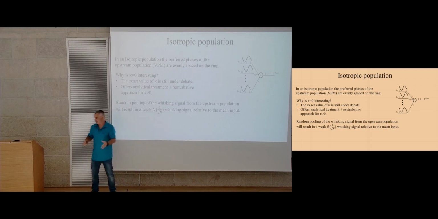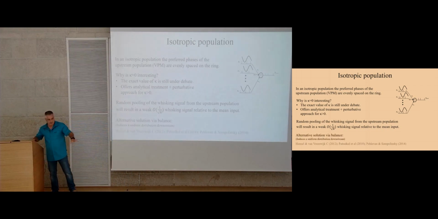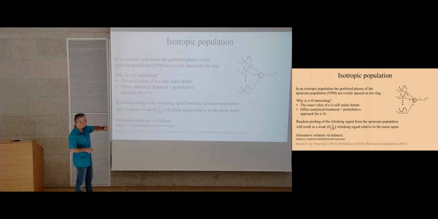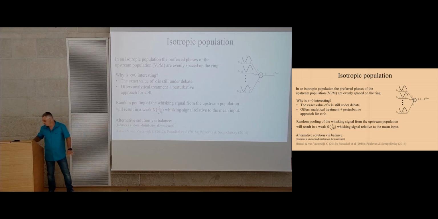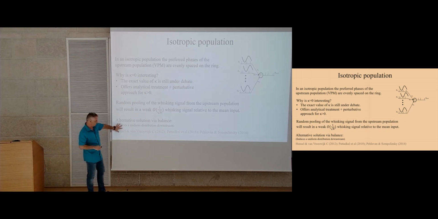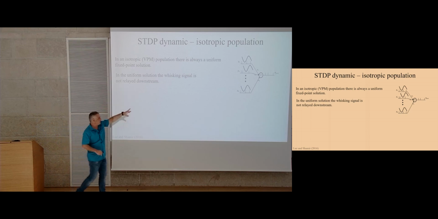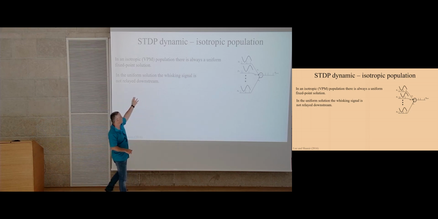So if by some mechanism we can subtract the mean to the leading order, then you can amplify the whisking component. This is an alternative solution, at least for kappa equals zero, that has been discussed by others, and maybe we'll say a few words about it in the end. However, what we want to do is to introduce STDP. And again, as I told you, if the synaptic weights are uniform, then no whisking signal is going to be transmitted.